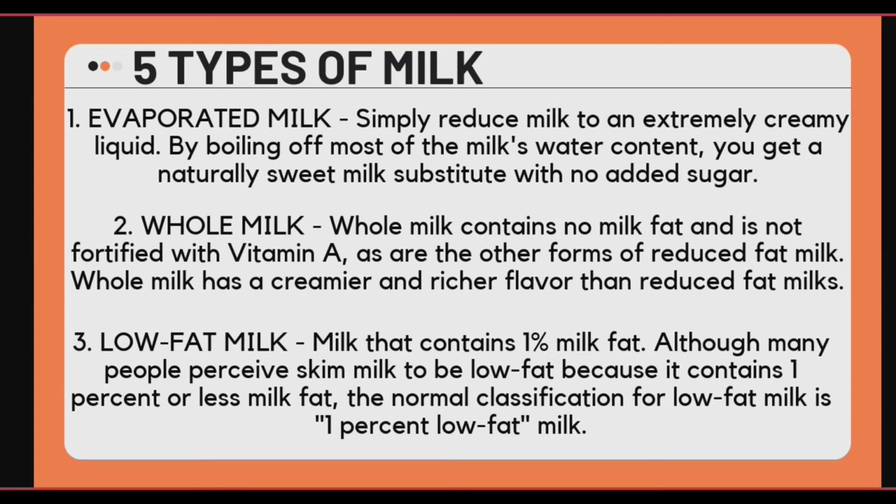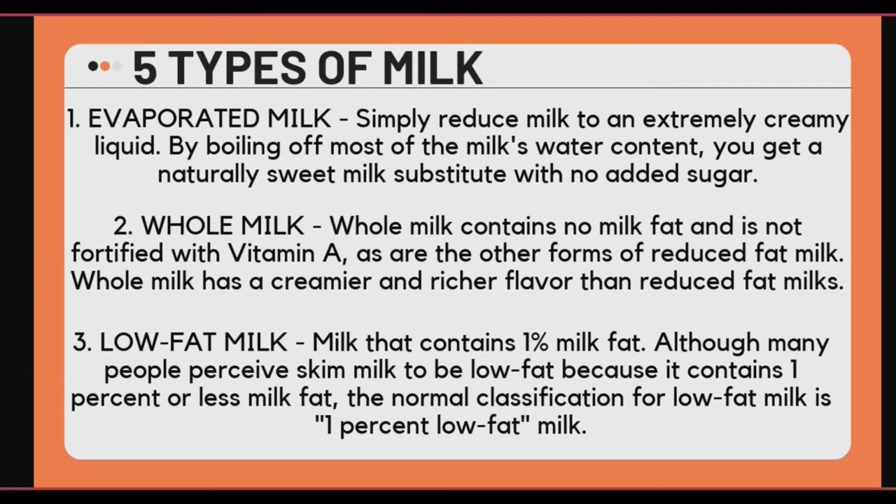There are 5 types of milk. First, evaporated milk. Simply reduce milk to add extremely creamy liquid. By boiling off most of the milk's water content, you get a naturally sweet milk substitute with no added sugar. Second, whole milk. Whole milk contains no milk fat and is not fortified with vitamin A. As are the other forms of reduced fat milk, whole milk has a creamier and richer flavor than reduced fat milks. Thirdly, low fat milk.